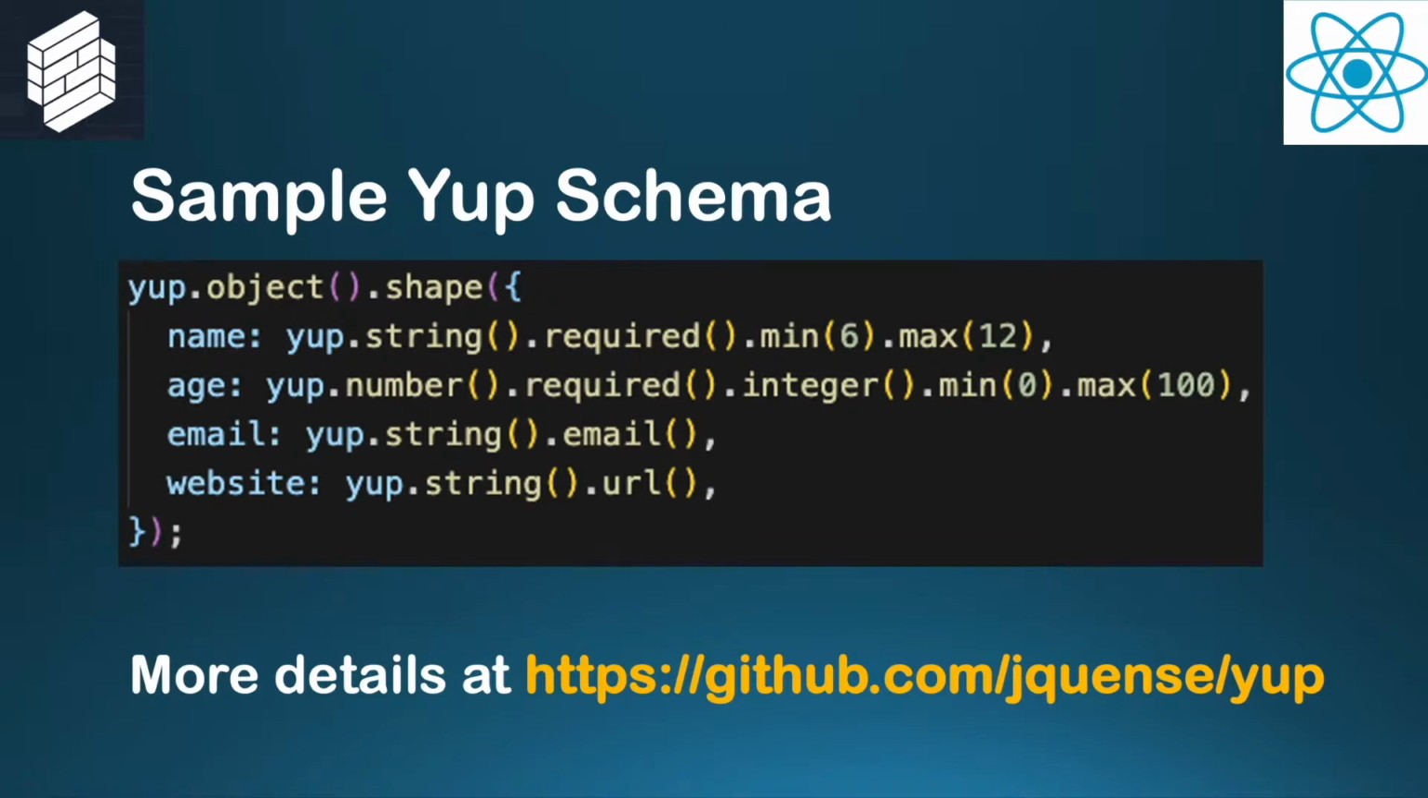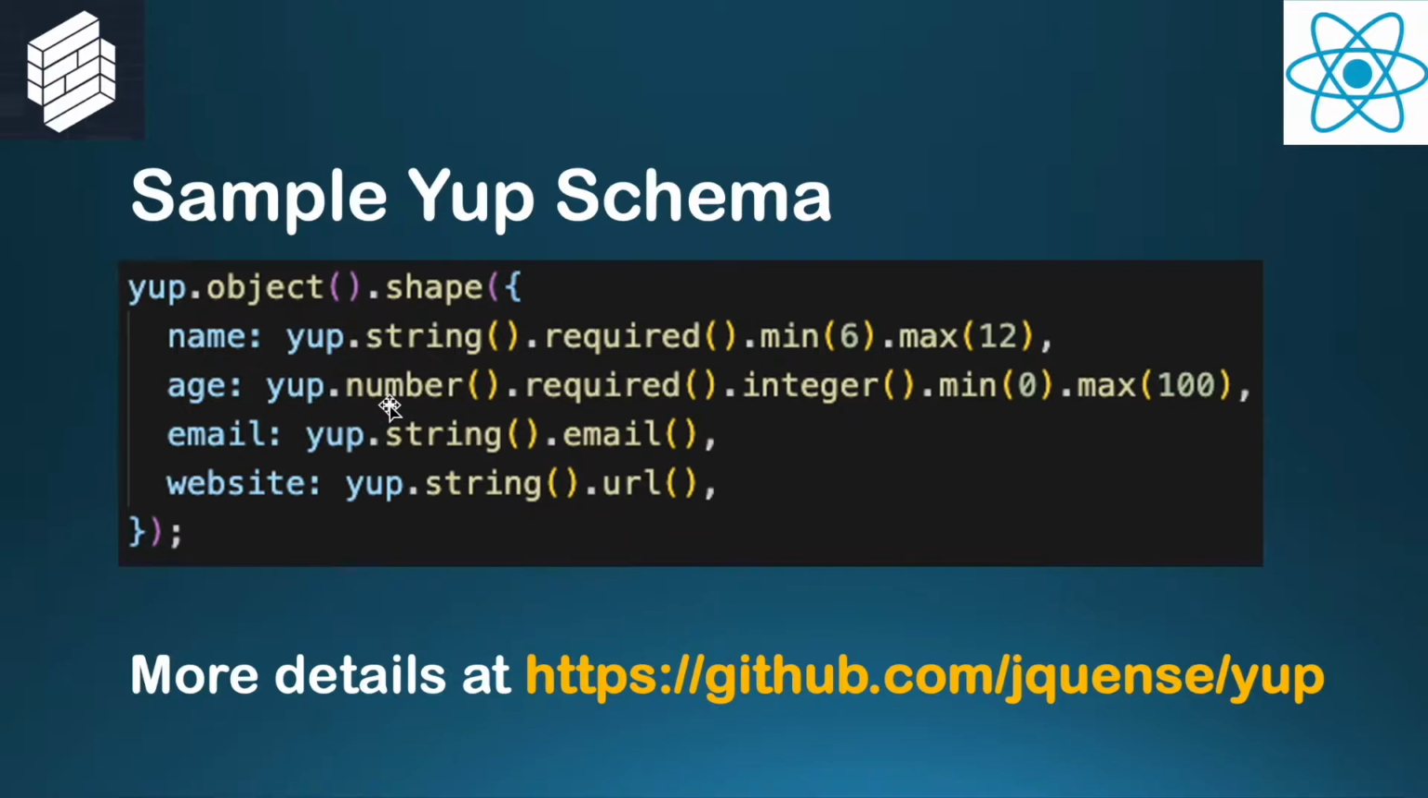Let's look at a sample Yup schema and then we'll do a couple of exercises to use them. For each object that we want to validate, we define a shape. Here there are 4 fields: name, age, email, and website. And here we are defining the shape of name. It's a string, it's required, it has a minimum of 6 characters and a maximum of 12 characters. These are the validations we would want on name.